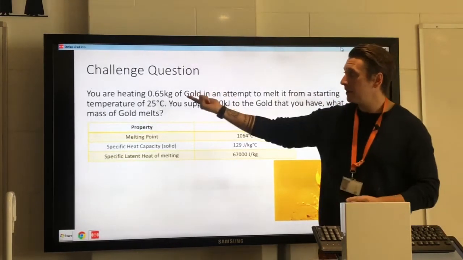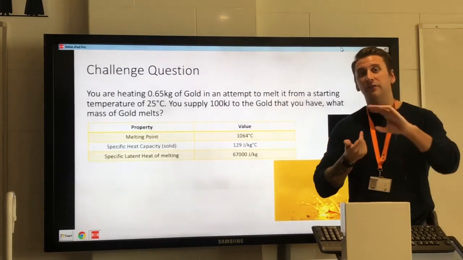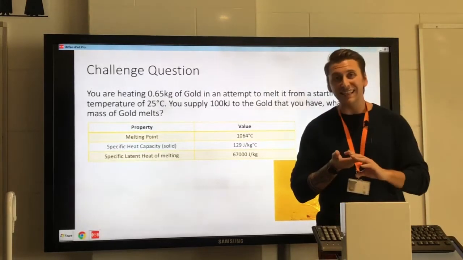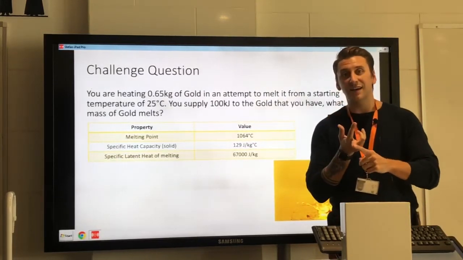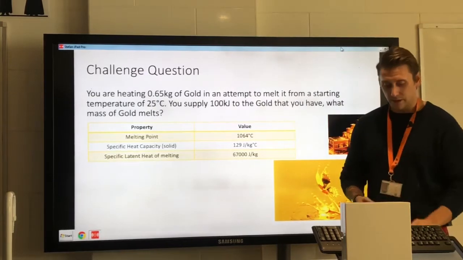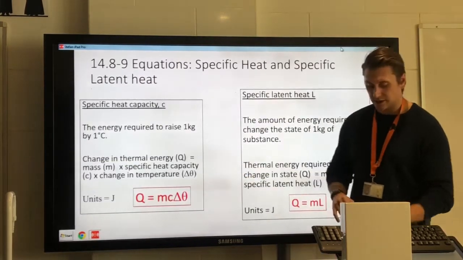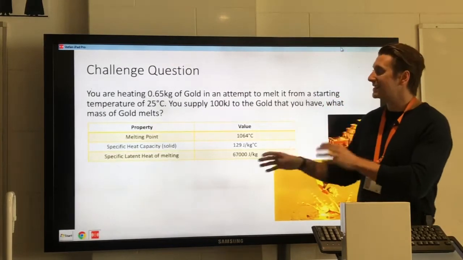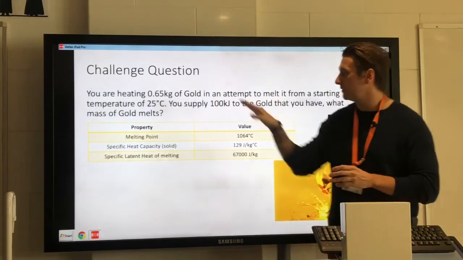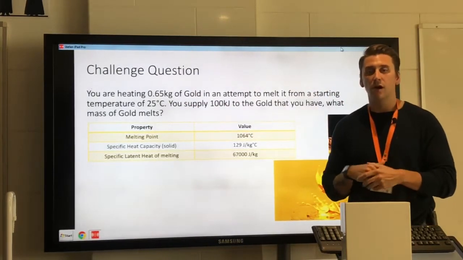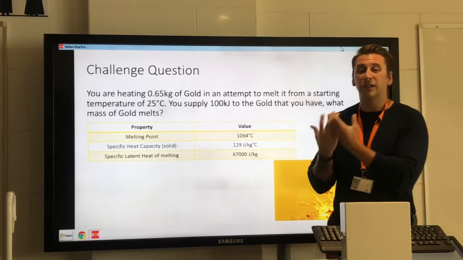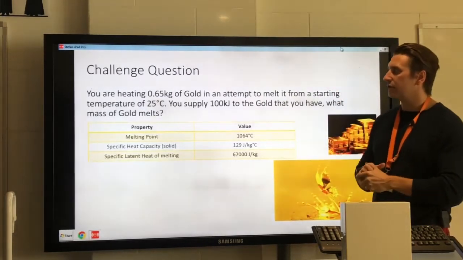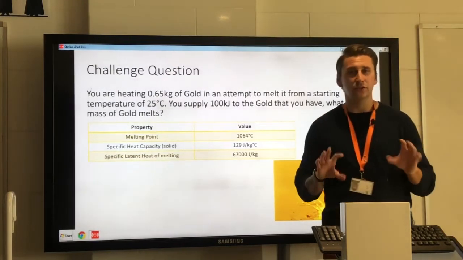I already have m, 0.65, so I've got m, I've got delta theta, and I also have the specific heat capacity of solid gold, c. So I've got m, c, and delta theta. I can calculate Q from the equation Q equals mc delta theta. I can find Q, which is the energy required to raise the temperature of this amount of gold from 25 to 1064. And when I do that calculation, I'll find out how much energy it took me to actually get to melting point. Now, if you do the calculation, you'll find the value is around 87,000 joules.